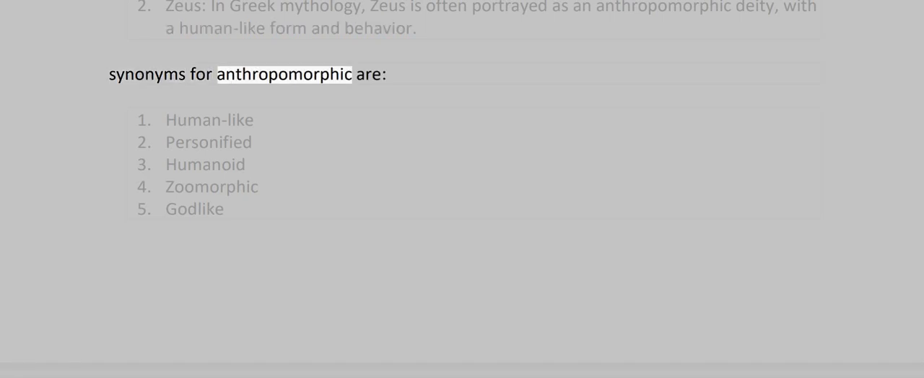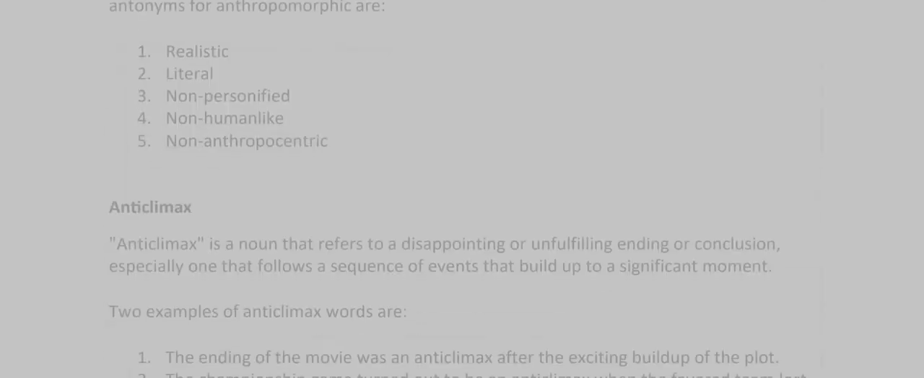Synonyms for anthropomorphic are 1. Human-like. 2. Personified. 3. Humanoid. 4. Zoomorphic. 5. Godlike. Antonyms for anthropomorphic are 1. Realistic. 2. Literal. 3. Non-personified. 4. Non-human-like. 5. Non-anthropocentric.